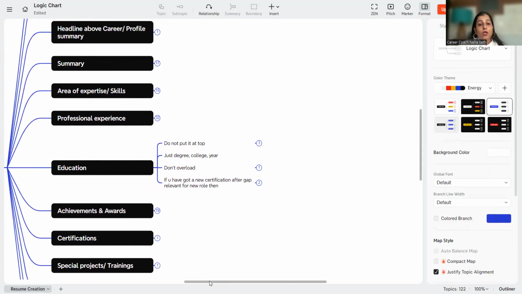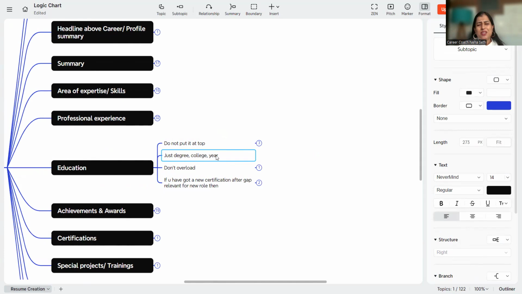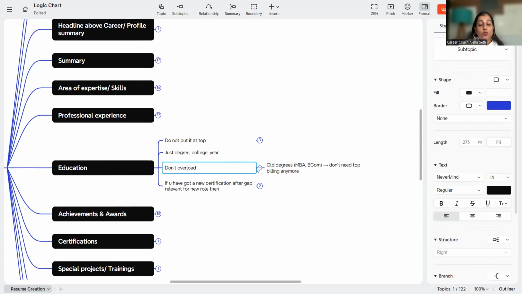And if you are writing your degrees, just mention the degree, the college, and the year. That's it. Do not overload with a lot of education. Many times I see resumes overloaded with so much education, like MBA, BCom, and then certain BEd. If you mention all of those, which might not be relevant for the role you are applying for, the recruiter will get confused. So only write whatever is relevant. And old degrees like MBA, BCom, just go away with that.